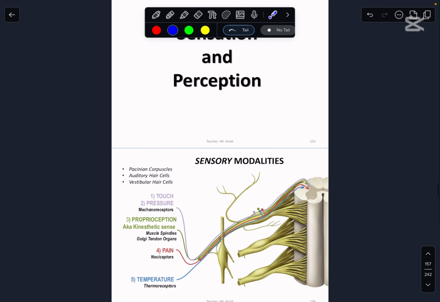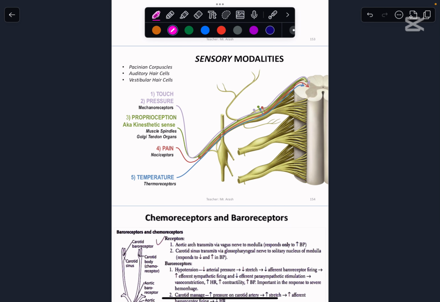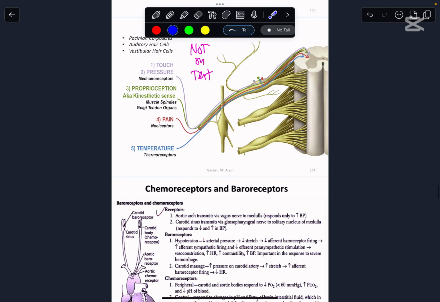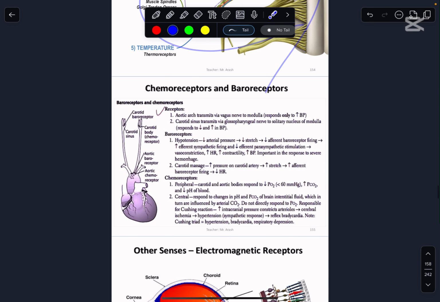For your sensation and perception, I'm not going to test much. In fact, I'm going to say these are not on test. Technically, we talked about the somatosensory sensation before. This slide was briefly discussed before. This is also not on test.